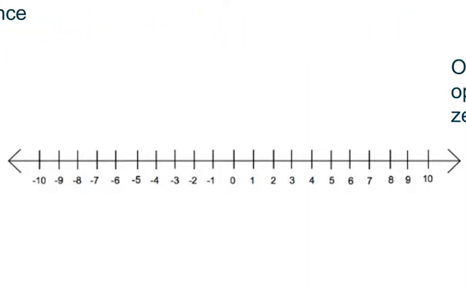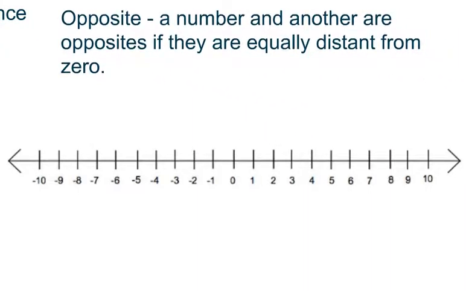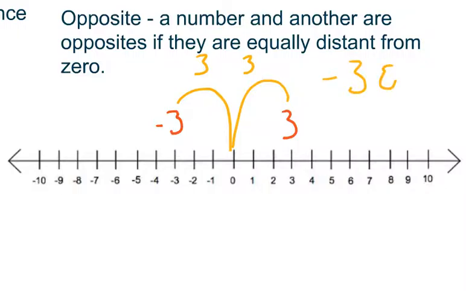So then there is also opposites. Opposites are important because they can help us understand where to plot numbers. So a number and its opposite are both the same distance from 0. So for example, if I was to take -3 and +3, I see that -3 is 3 spaces away from 0, and I see that +3 is 3 spaces away from 0. So -3 and 3 are considered opposites.